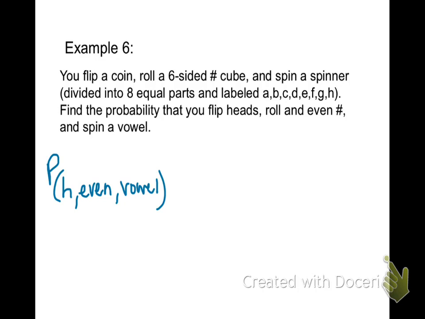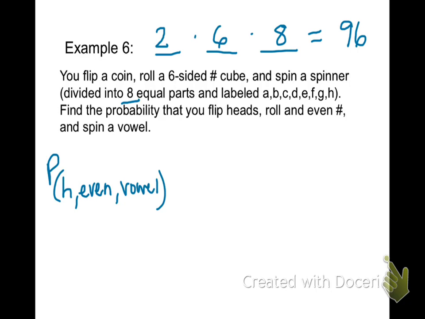Okay? So instead of making the tree diagram, let's first look at all the total possible outcomes. When we have 3 events, we're going to multiply. The basic counting principle in this case: when we flip a coin, there are 2 outcomes. Roll the cube, there are 6. And because the spinner has 8 equal parts, there are 8. So for your total possible outcomes, you take 2 times 6 times 8. We know that there are 96 possible outcomes.